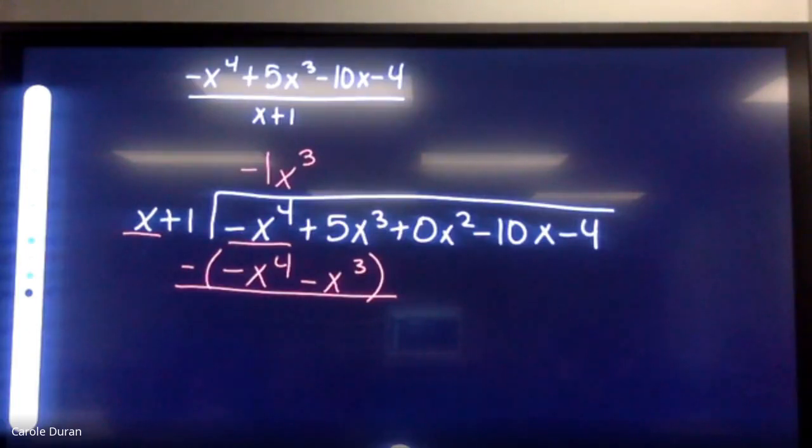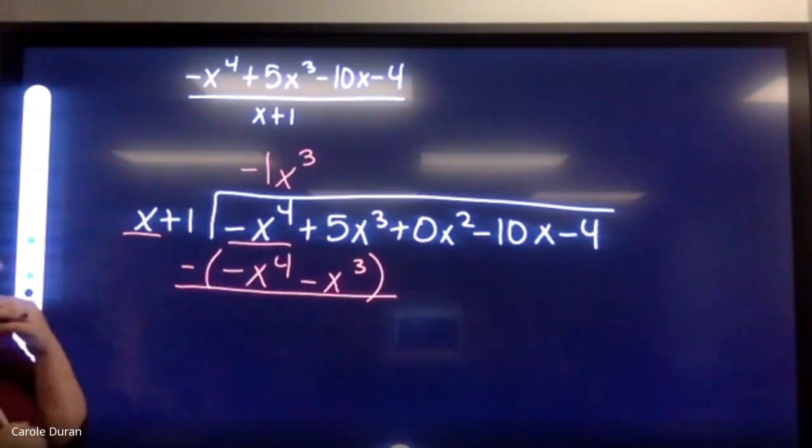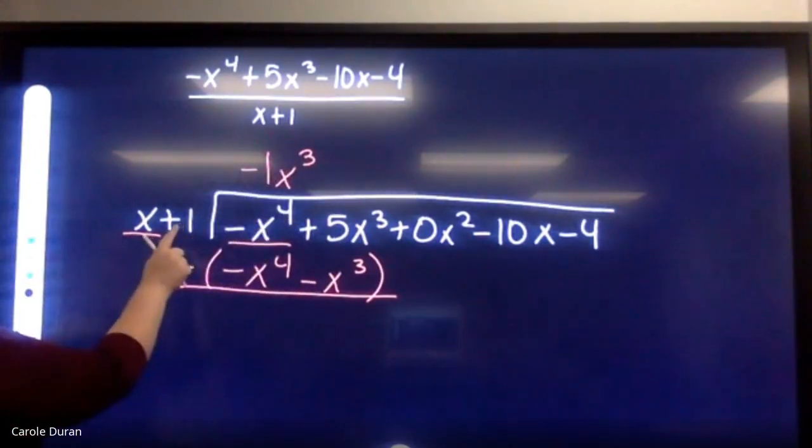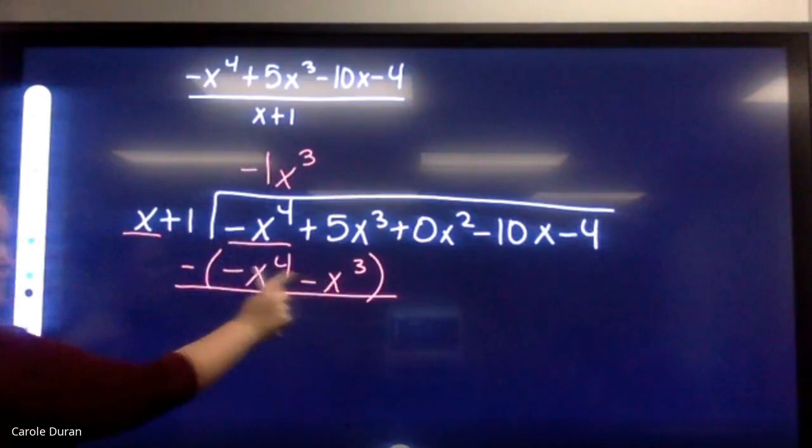Okay. Hold on. Raise your hand if you have a question. How did you get the second number in the parentheses? Negative x cubed times 1 gives me negative x cubed.